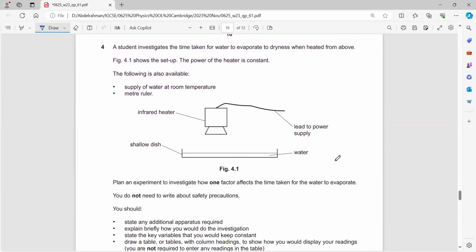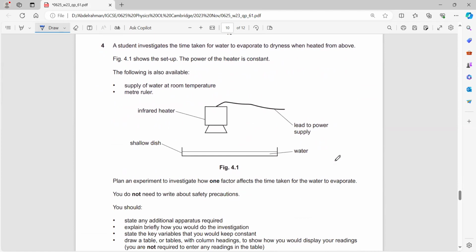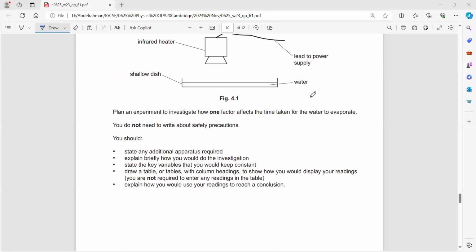Plan an experiment. A student investigates the time taken for water to evaporate to dryness. The water should evaporate to dryness when heated from above. Figure 4.1 shows the setup. The power of the heater is constant. The following is also available: a supply of water at room temperature, and a meter ruler. These are the apparatuses we have.